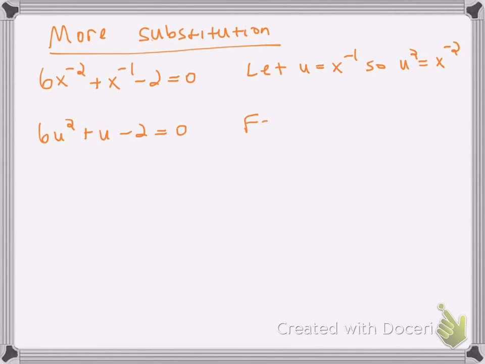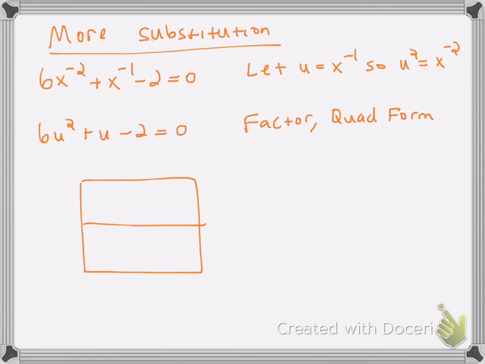A couple ways to solve: factor, quadratic formula, complete the square. You cannot square root it because you've got those two variables. But I'm going to go ahead and factor this, and you're going to see that as I factor it, top left, 6u squared, bottom right, negative 2. Those two middle boxes need to add to a positive u.